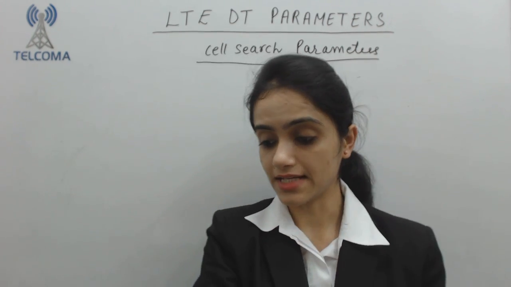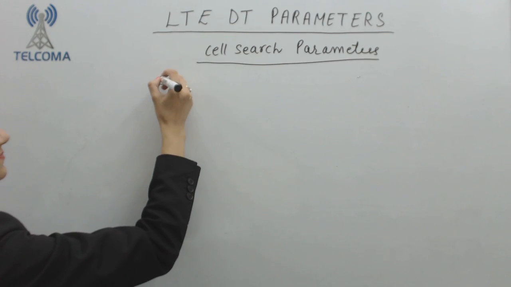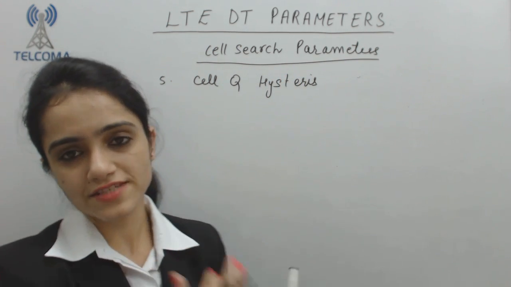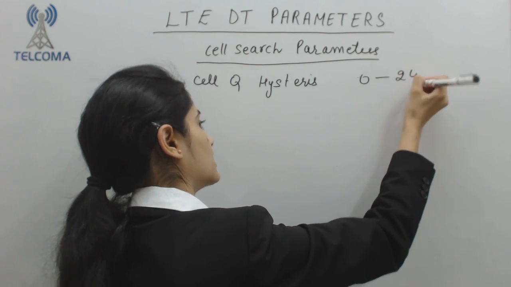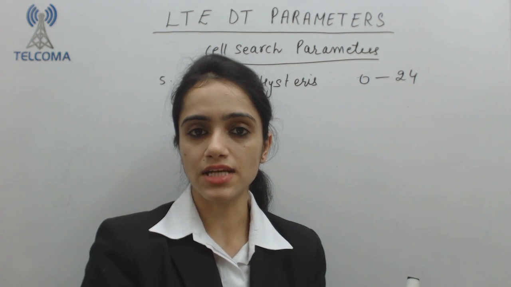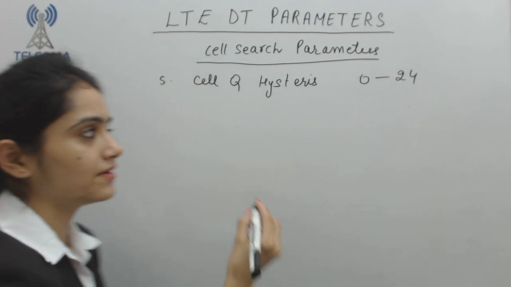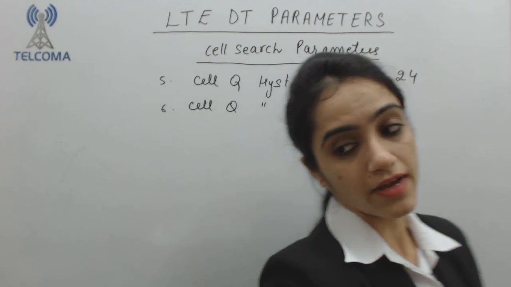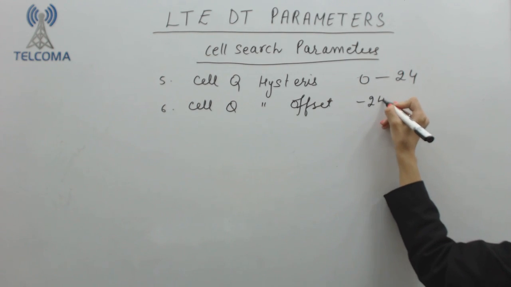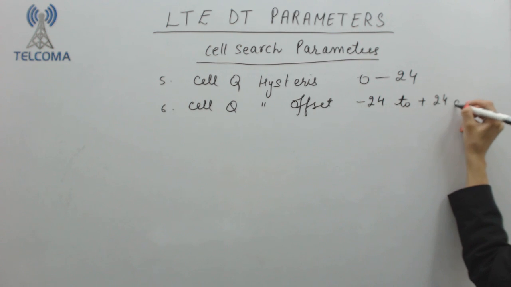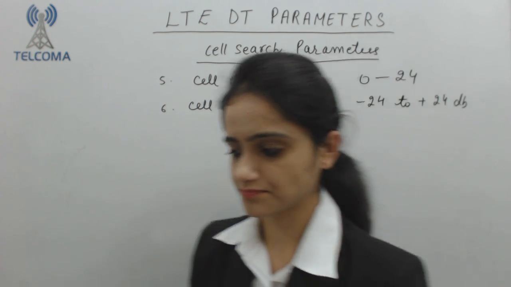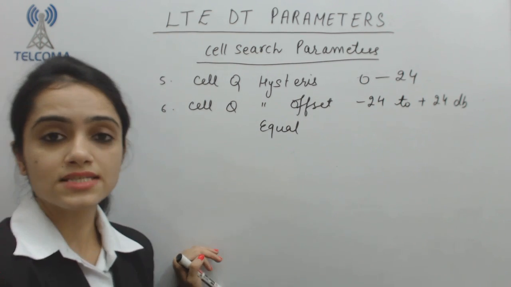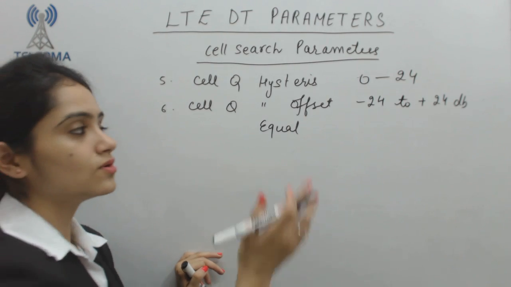Now the next parameter in LTE is cell Q hysteresis. It is the offset value which ranges from 0 to 24, and it can vary from 0 to 1, 2, 3, and so on up to 25 numbers we have. So we have this cell Q hysteresis offset value also, and this offset value of cell Q ranges from minus 24 to positive 24 dB, where dB is decibels. Now this is the offset for equal frequencies.